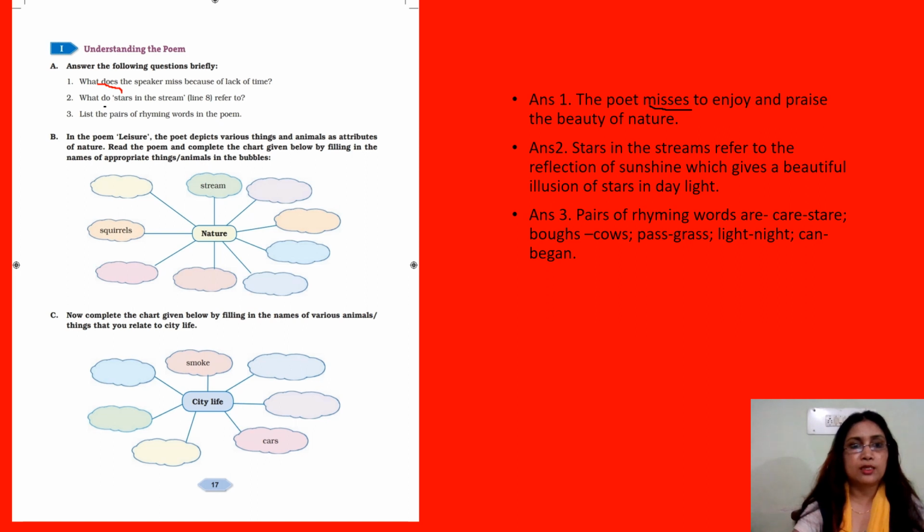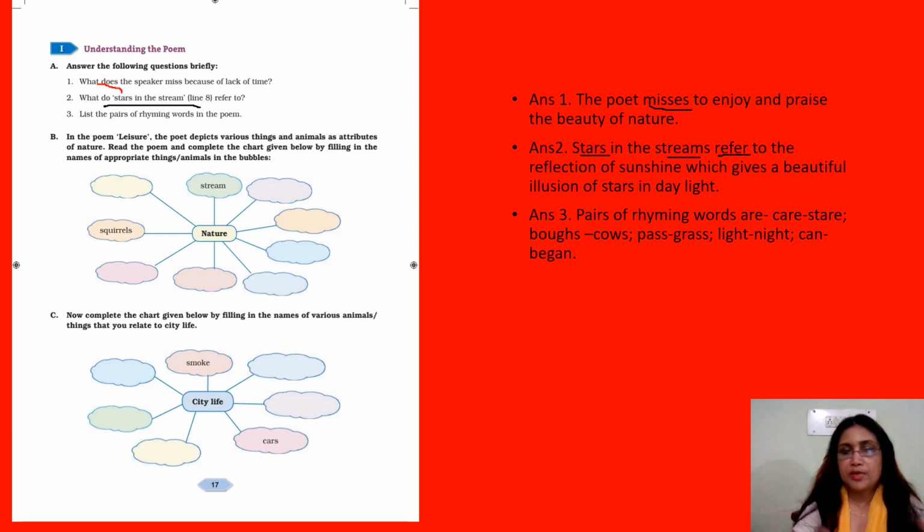What do stars in the stream refer to? Stars in the streams. Now see here, "refer to" in simple present, because this is plural, so we have to keep in mind the subject-verb agreement. Here it is stars, so we have not changed it into "refers." So stars in the streams refer to the reflection of sunshine, which gives a beautiful illusion of stars in the daylight.